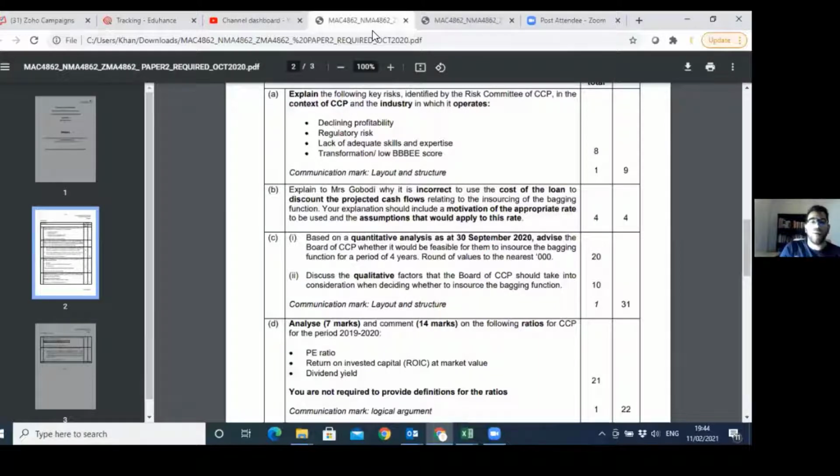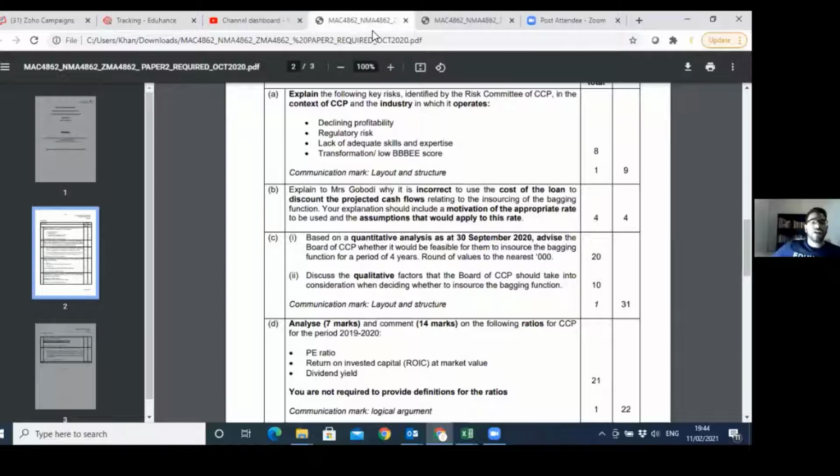So C1. C1 says, based on quantitative analysis as at 30th September 2020. Remember, I said for capital budgeting, WACC, and valuations, you always need a reference point. Reference point means a date. Without a date, how would you know what the present value must be? So remember, you need a date. So the date here is 30th September 2020.